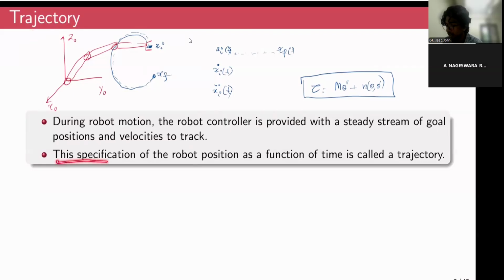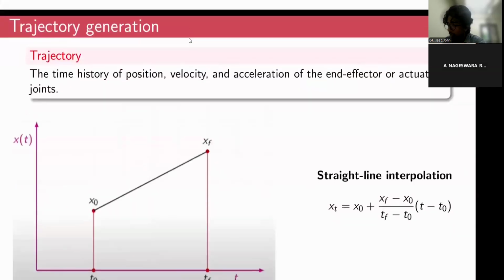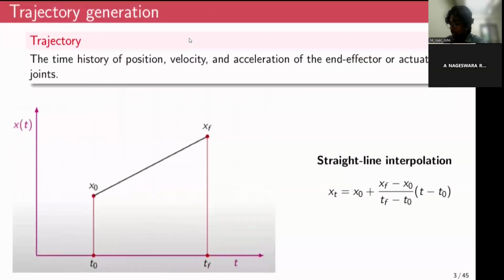So this specification of a robot position as a function of time is called a trajectory. The steady stream of all the positions, velocities, and accelerations as a function of time, we call them collectively the trajectory of a robotic manipulator. All right. In other words, a trajectory is nothing but the time history of position, velocity, and acceleration of the end effector or actuator joints. So there are multiple ways in which you can define a trajectory.